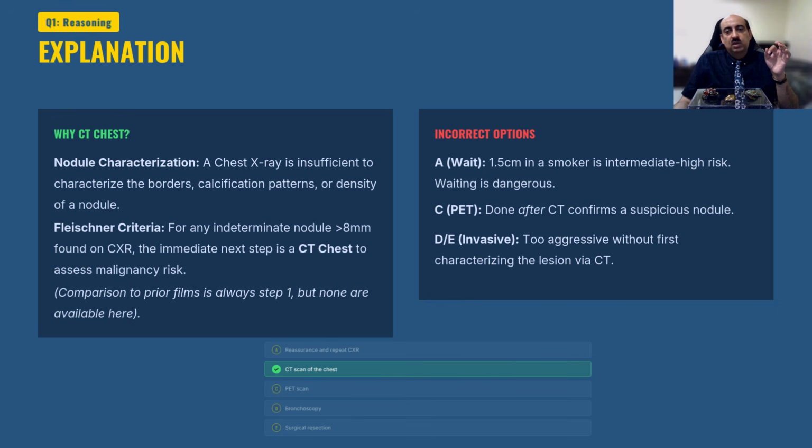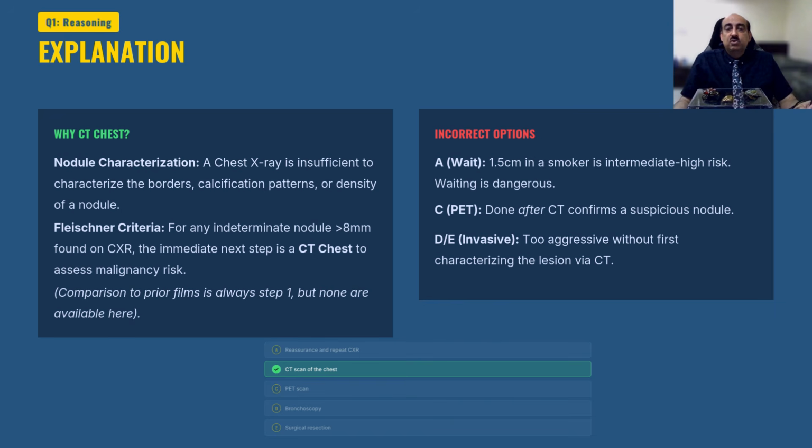So one of the gold standards, remember our AU, aurum, which stands for gold. The gold standard here would be to use some quantifiable criteria. So the Fleischner radiological criteria, and if you look at the American College of Radiology guidelines, any lung nodule of intermediate size of more than 8 millimeters, the immediate next step would be a CT chest, whether plain or contrast, to assess the malignancy risk.